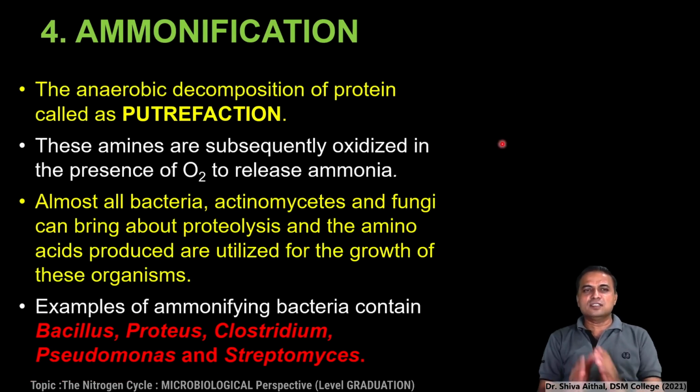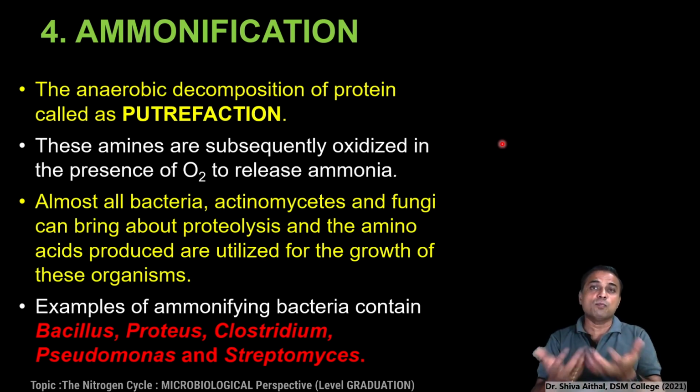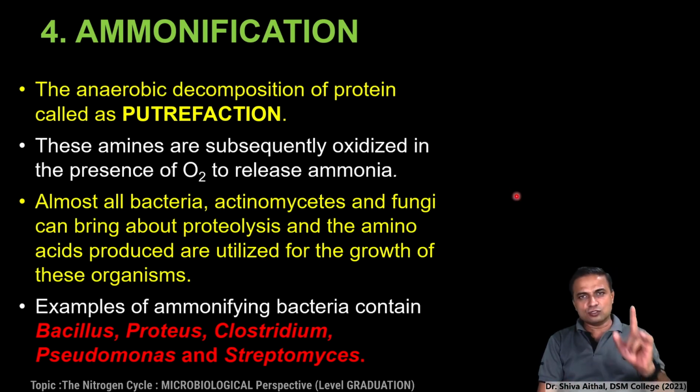Ammonification, when it is anaerobic with respect to protein, as we see in sludge, in decomposition, or in the formation of compost, is called putrefaction. Degradation of proteins under anaerobic conditions to give rise to ammonia is called putrefaction. This is also one important reaction in the nitrogen cycle. These amines are subsequently oxidized in the presence of oxygen to release ammonia.